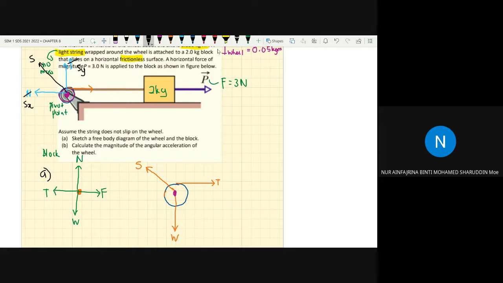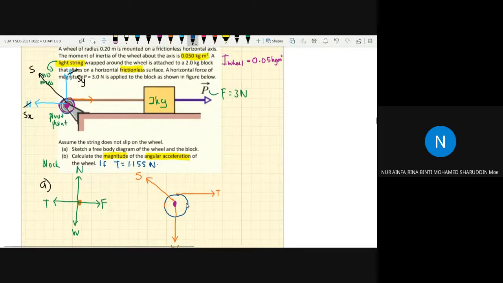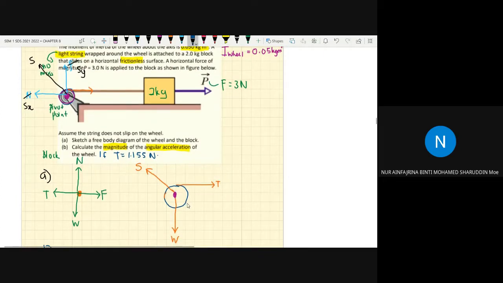Okay, calculate the magnitude. What is it asking us to find? Magnitude of angular acceleration of the wheel. Okay, of the wheel. I want to add a small question. If tension equals 1.155 Newton, how would I calculate the angular acceleration? Anyone have an idea? Which formula should we use? Let me ask Alia. Alia, which formula would you use to find angular acceleration?